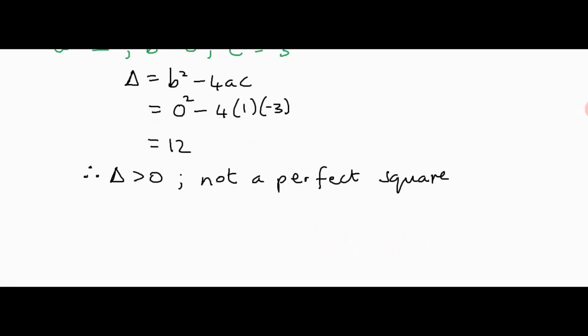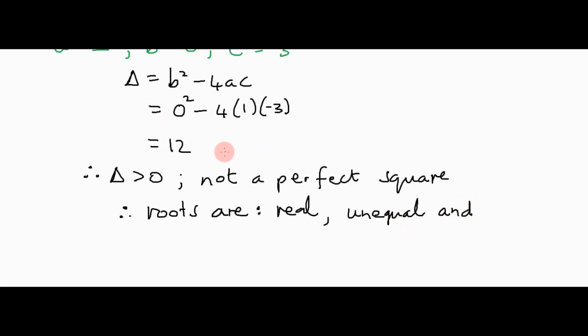And now we can write down the nature of the roots. So the roots are, firstly, they are real, since delta isn't less than 0 or negative. They are also unequal, since delta isn't equal to 0. And the roots are also irrational, since delta isn't a perfect square. So irrational.